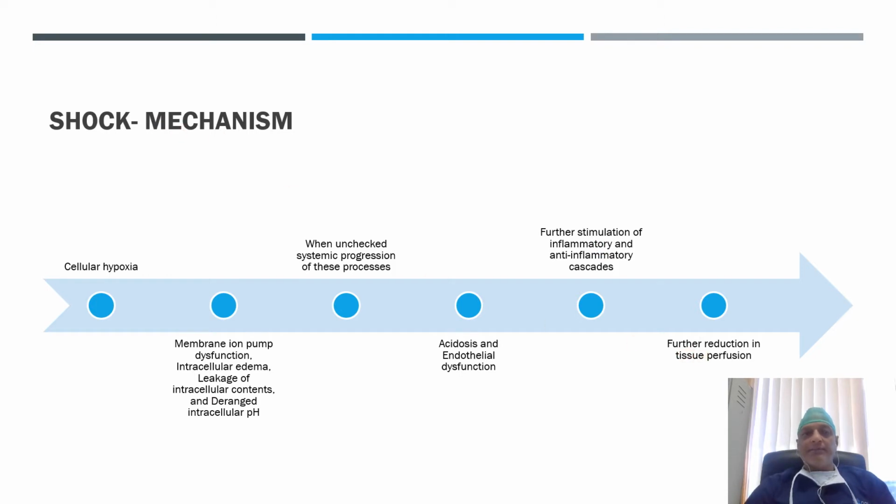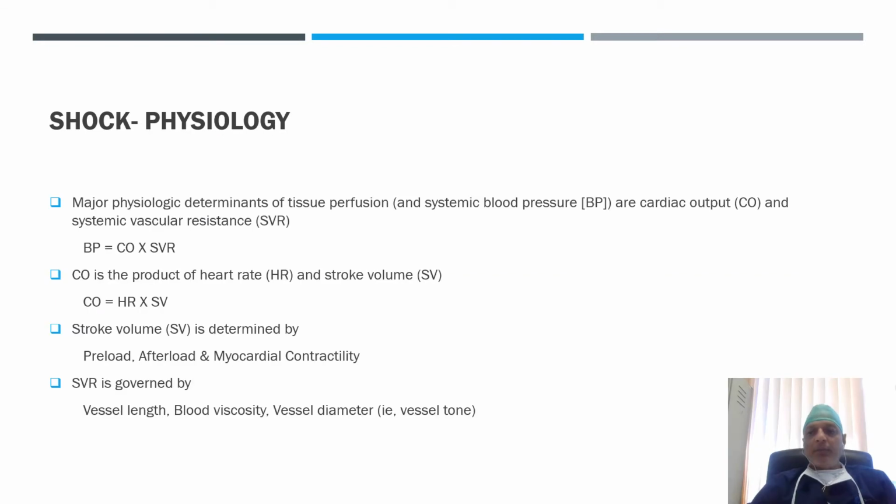Before delving into the hemodynamic profile of various shock states, we'll go through the normal physiology. The major physiological determinants of tissue perfusion, or in other words systemic blood pressure, are cardiac output and systemic vascular resistance. If cardiac output is reduced, systemic vascular resistance increases in an attempt to maintain the blood pressure or tissue perfusion. Or if systemic vascular resistance decreases, cardiac output increases in an attempt to maintain the blood pressure or tissue oxygen delivery.